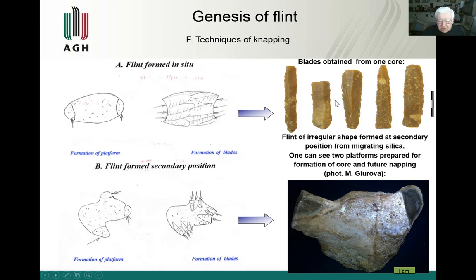There are examples of blades obtained due to Maria Gurova, Professor, Bulgarian, and this is an example of irregular flint, of this type, let's say.